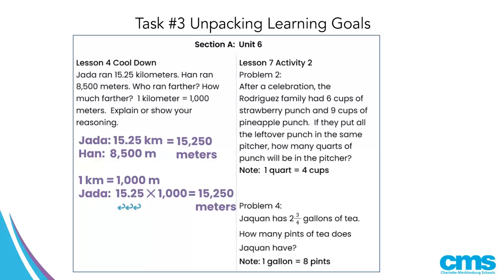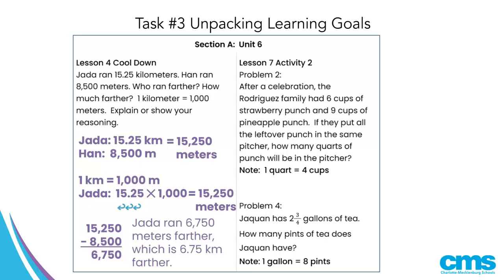The question also asks who ran further and how much further. So now I'm going to compare Jada's meters to Han's meters. I see that Jada is 15,250, so hers is greater, and Han's is 8,500. His is less. To find the difference, I'm going to subtract. That gives me 6,750 meters more for Jada than Han. Note that I can also change that into kilometers, and it would be 6 75/100 kilometers.